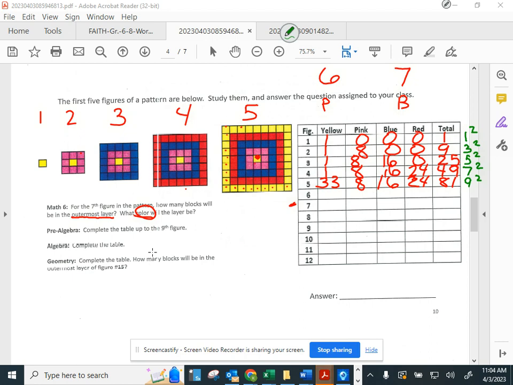What's our next total going to be? 11 squared. What's the next total going to be? 13 squared. Do I need to go any farther? No, we only worry about that 7th. We don't need to do anything underneath it. So you can fill in the total. What other type of pattern do we notice?